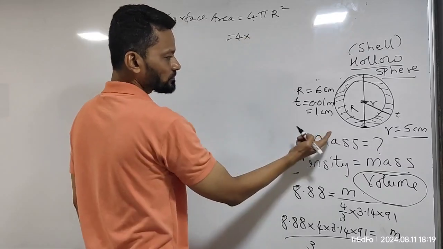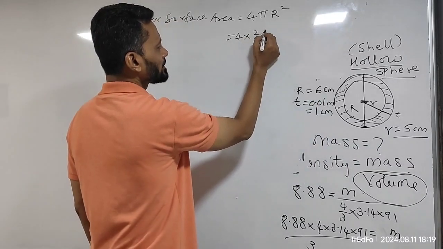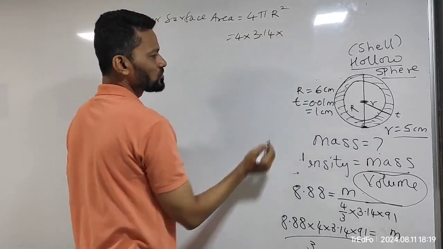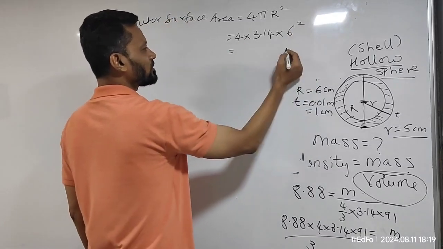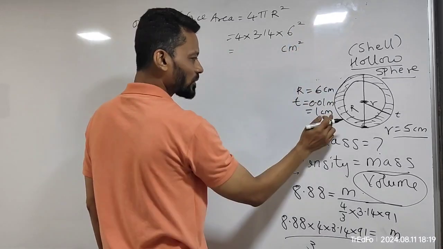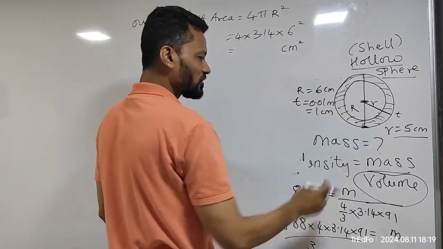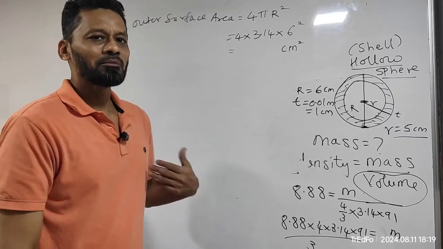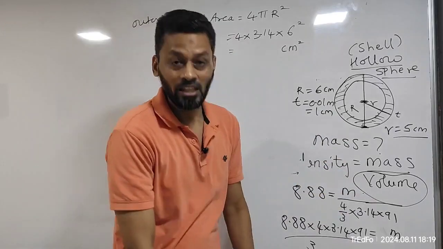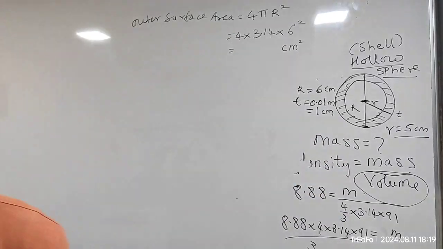4 into, this is 6. I take this as 3.14 into radius is 6. Square of 6 is 36. Multiply 36 and you will get the answer in centimeter square, because we have converted everything into centimeter. Clear? If there is any error, let me know. I'll solve it again. Let's go to the next question.